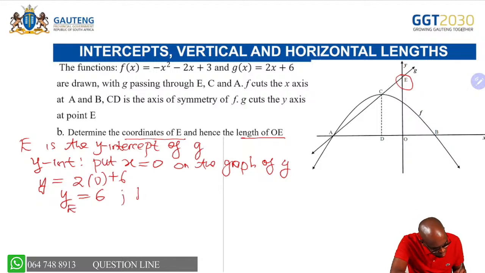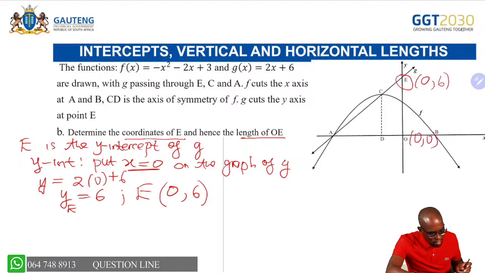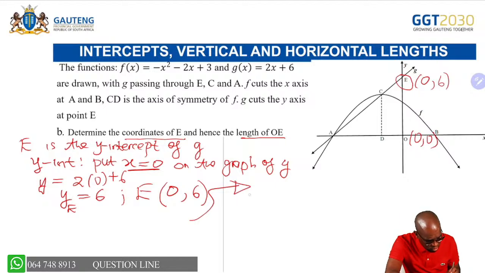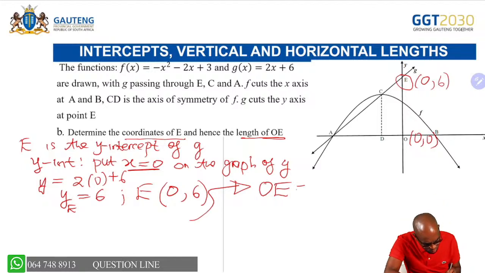So it means that the coordinates of E would be, I said put x to be 0. So when x is 0, y is 6. The coordinates at O are 0 and 0. And they are looking for the length of OE. So OE, you can see that it is a vertical length. So to find the vertical length, I'm going to say y top minus y bottom.